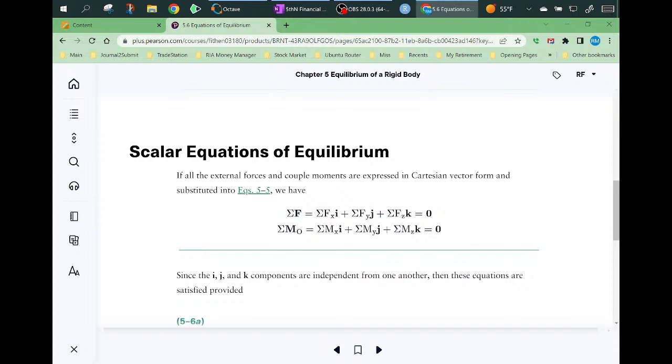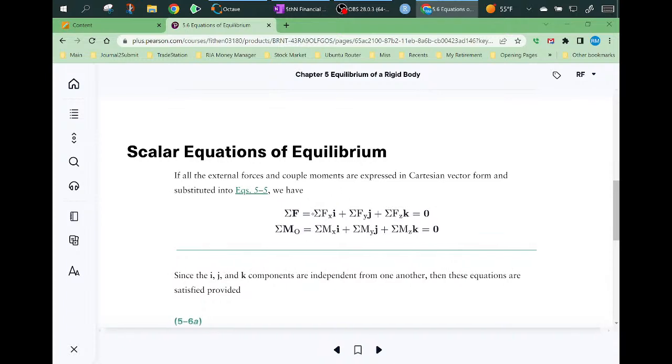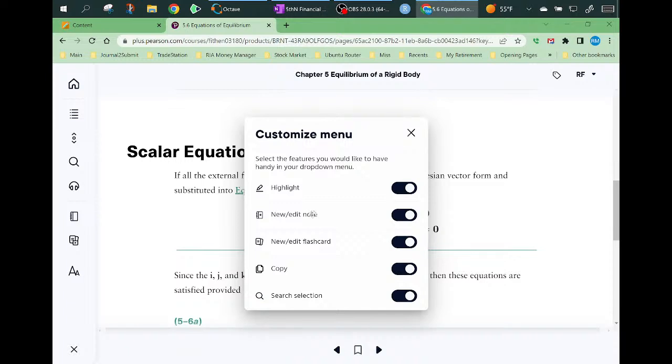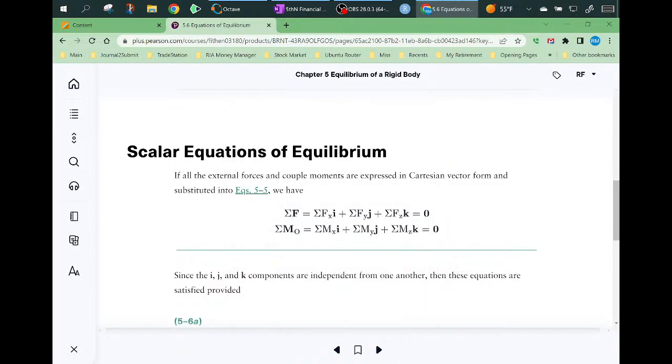When you were operating in 2 dimensions, you had 3 of these. You had the sum of the forces in the x, sum of the forces in the y, and the sum of the moments of the z. So you had 3 equations and 3 unknowns. Now you have 6 equations and 6 unknowns.